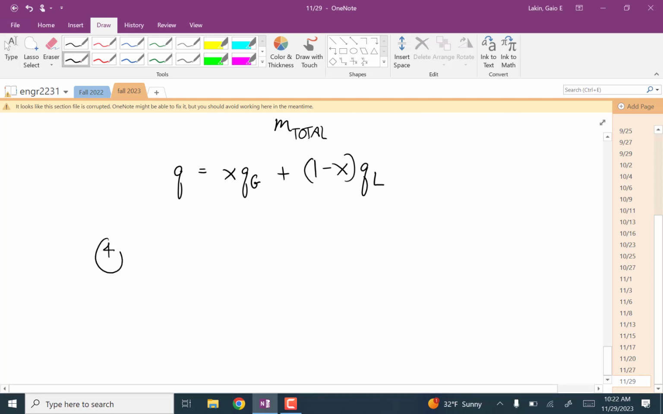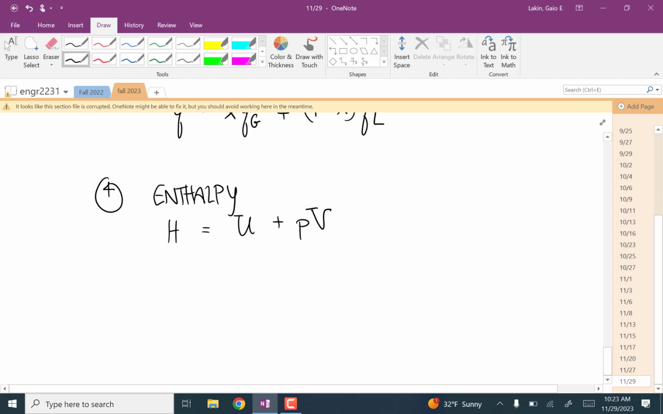Now let's define enthalpy. The extensive enthalpy, H, is equal to the extensive internal energy plus the pressure times the extensive volume. And what we use more is the specific enthalpy, and that's the specific internal energy plus P times specific volume.